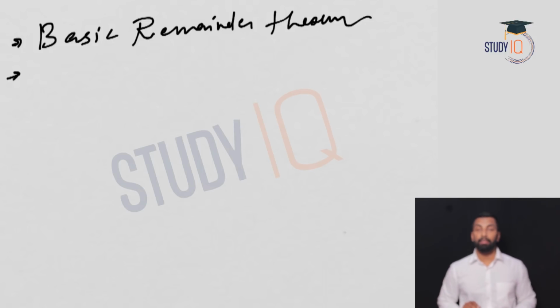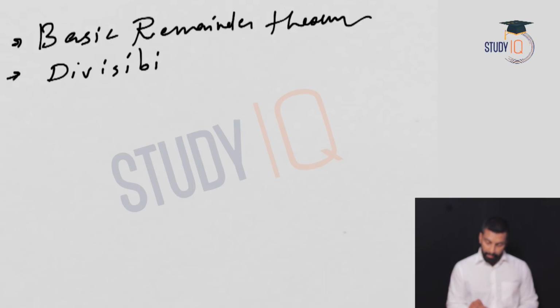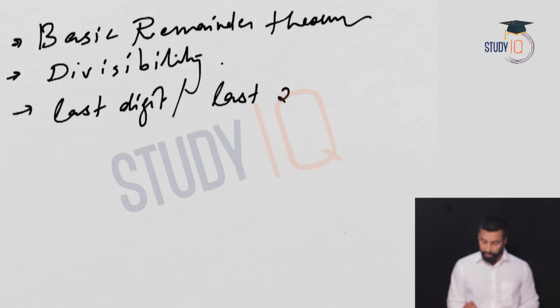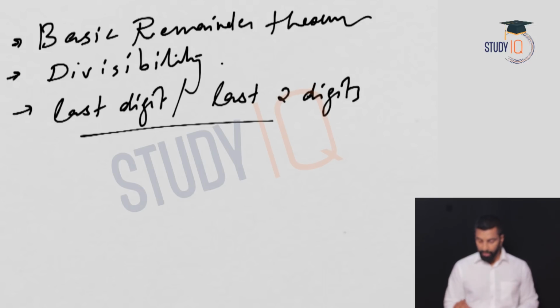So till now, what we have seen is the basic remainder theorem, right? Then we have seen some interesting patterns related to the basic remainder theorem. Then we have discussed divisibility completely, right? Then we have seen last digit and last two digits, right? So this is what we have completed in the previous 5 videos.